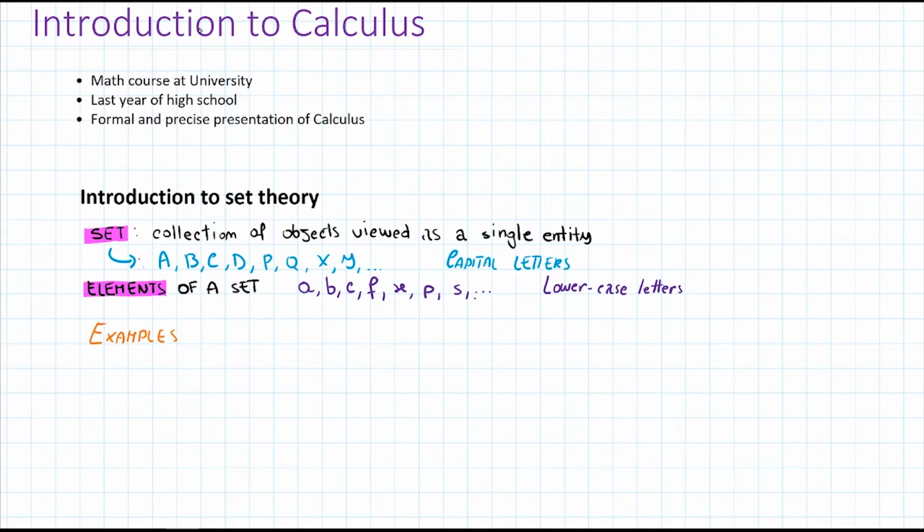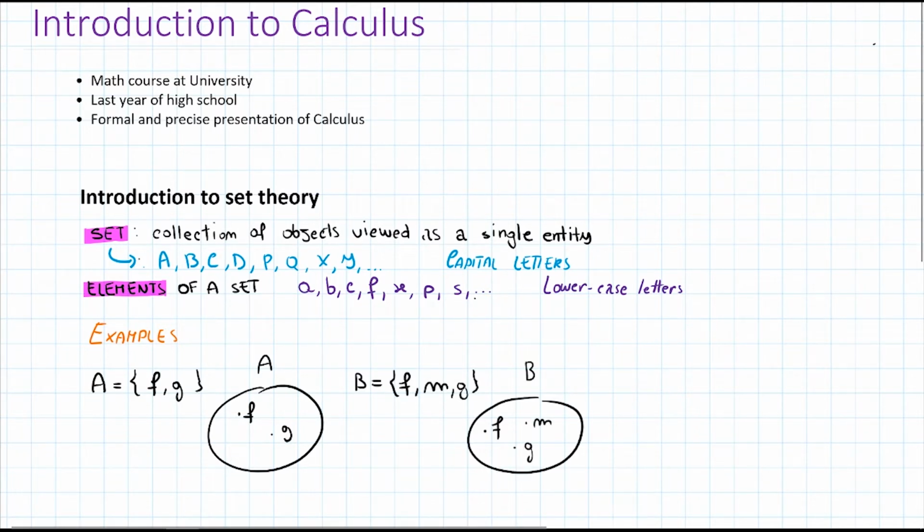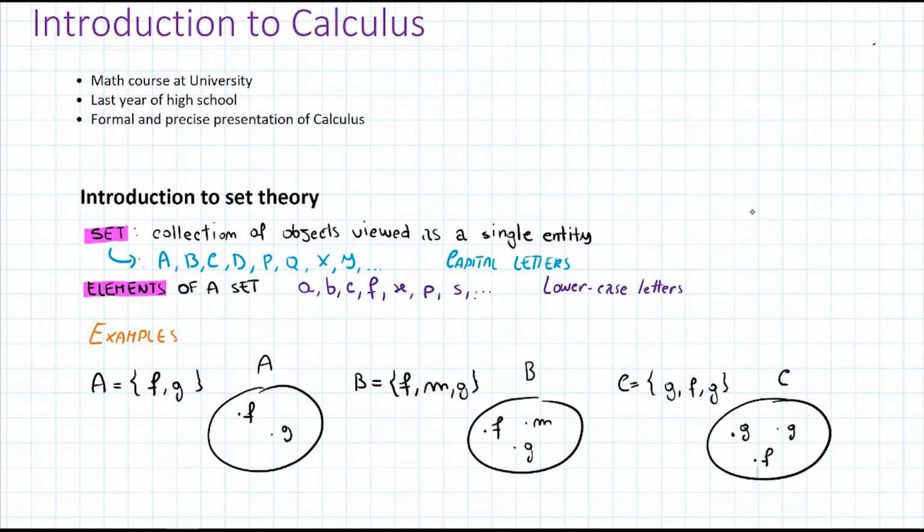Some example could be the set A, whose elements are f and g, the set B, whose elements are f, m, and g, and eventually the set C, whose elements are g, f, and g again.